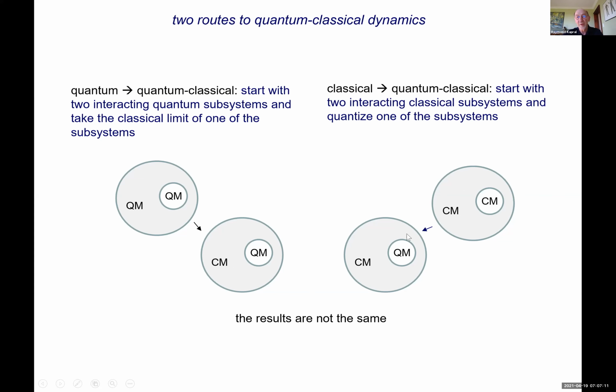Again, now you have a bipartite classical system with a classical subsystem and a classical bath, and you take the limit where you make the subsystem quantum mechanical. So those are the two results. And the interesting feature is that the results aren't the same. And so this leads one to think about this in a bit more detail.